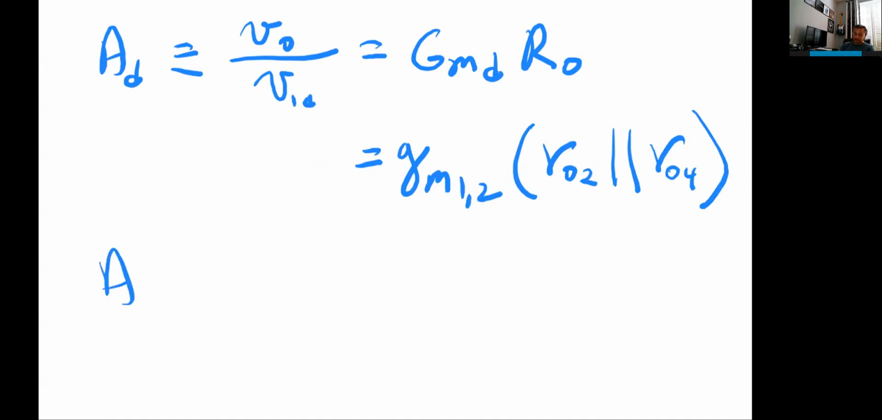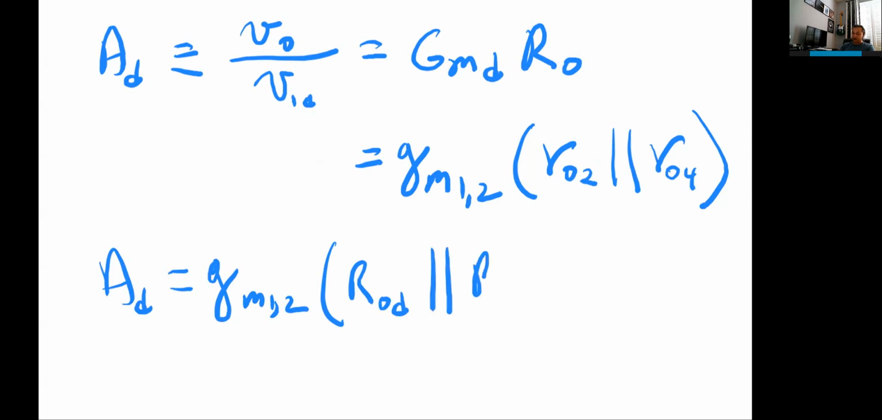And another way of writing it is that the output, because the transistors are matched, both transistors in the differential pair are matched, and both transistors on the current mirror are matched, I can say that this is the output resistance of the differential part in parallel with the output resistance of the mirror part. That's another way of looking at it.